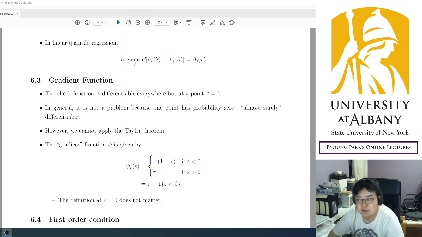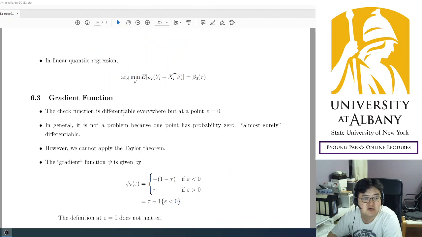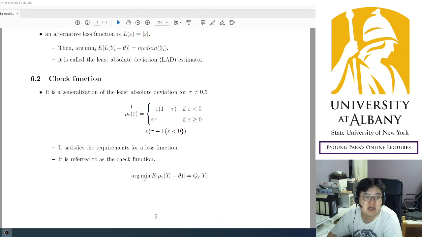Okay, coming back to the lecture note, we defined the quantile regression parameter as using the least absolute deviation check function, and considering this check function, we are going to minimize this expected check function. We know that the minimizer is the quantile.